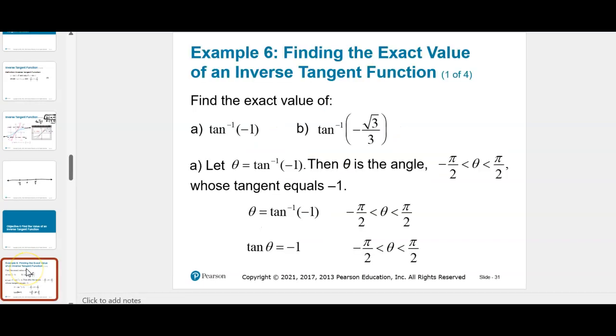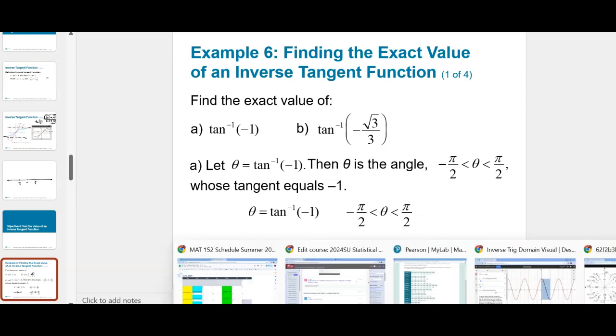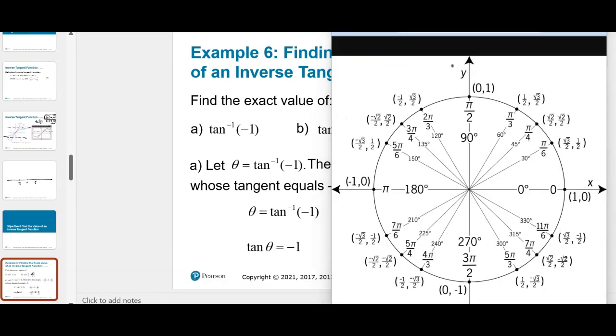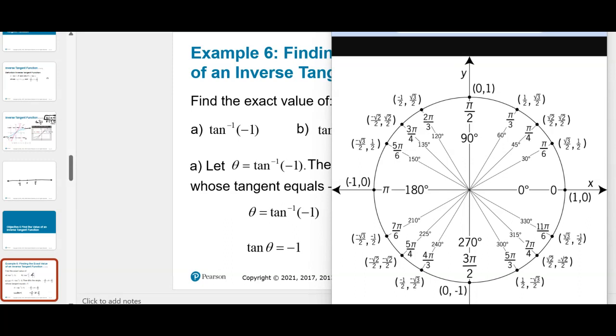All right, finding a value. So inverse tangent, where is inverse tangent equal to negative 1? Well, because again, inverse tangent is defined on negative pi over 2 to positive pi over 2, it is quadrants 1 and 4 again. It's just these two quadrants. So where is inverse tangent equal to negative 1?